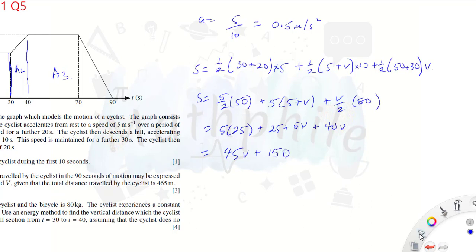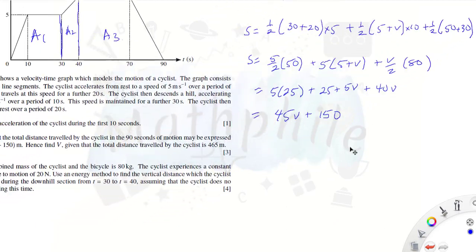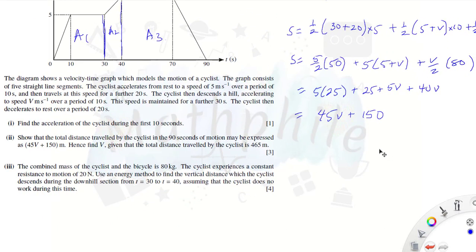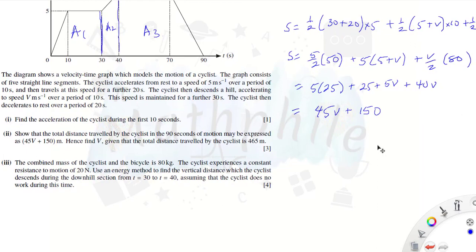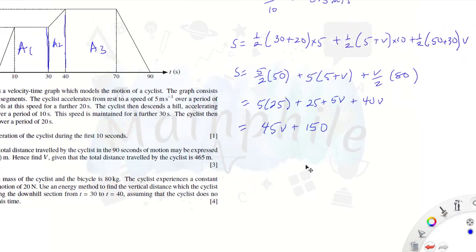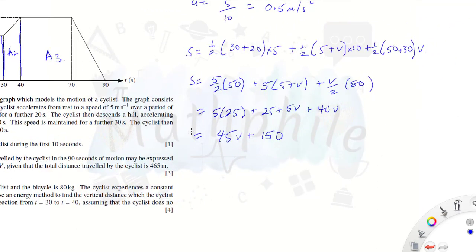Yes. Okay. Now, afterwards, we were told to find the value of V if the total distance traveled is 465 meters. So we are told that S equals 465. So I can now continue by saying that 465 is equal to 45V plus 150. And this, you do your manipulation. 465 minus 150. That should be 306.